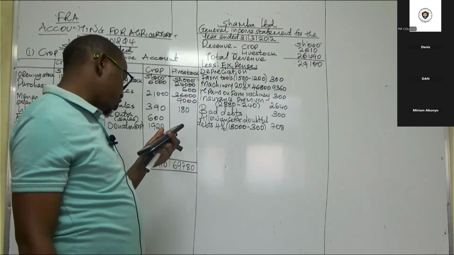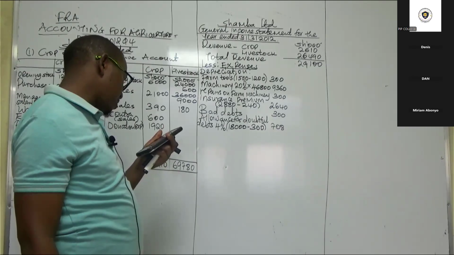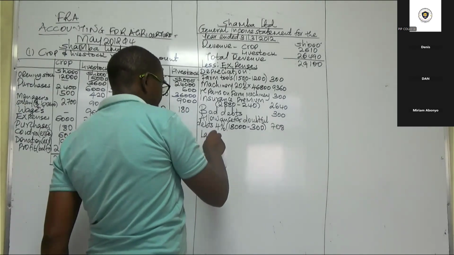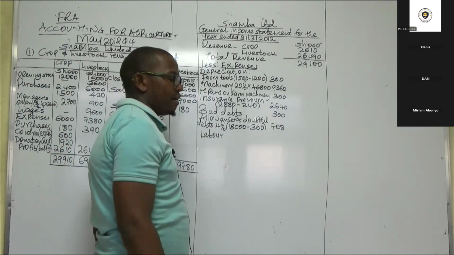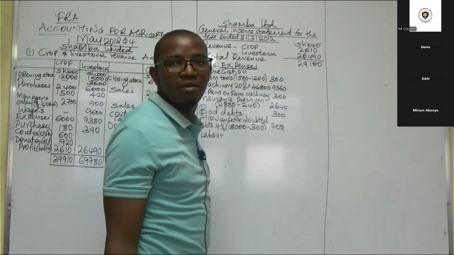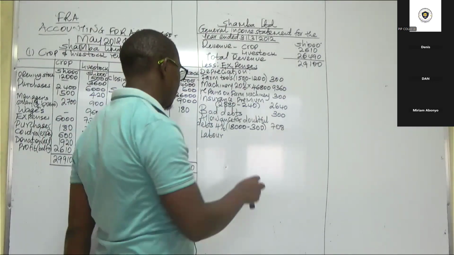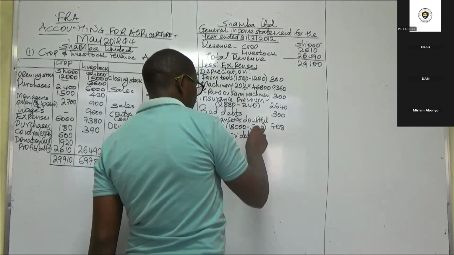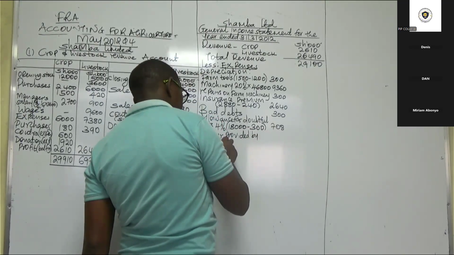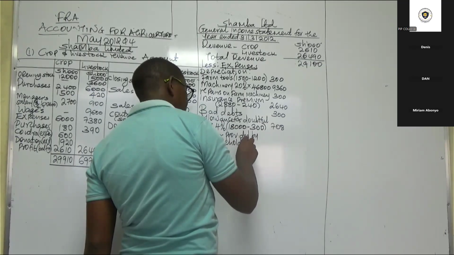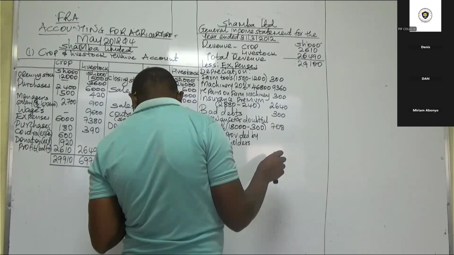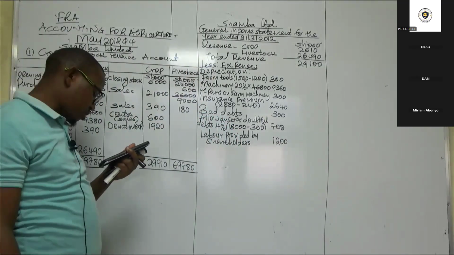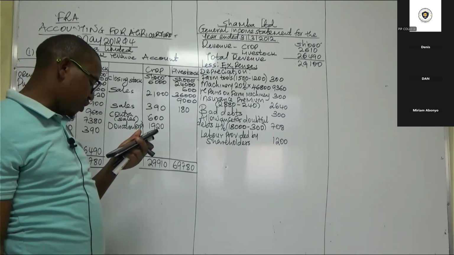We have the donations. That one we're not going to include again. We have the labor provided by shareholders. Remember we said if they provide labor services, we treat it as an expense. They have to be paid the wages. Labor provided by shareholders, they provided of how much? This was 1200. We continue.